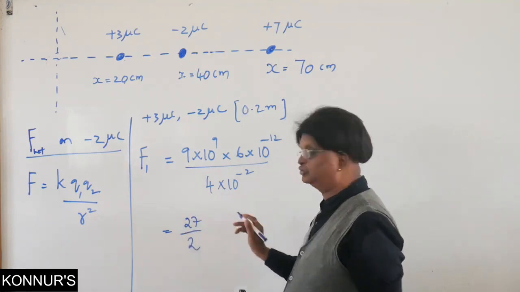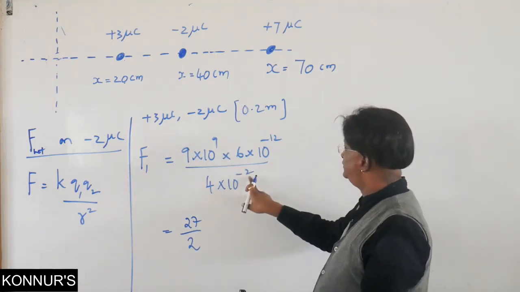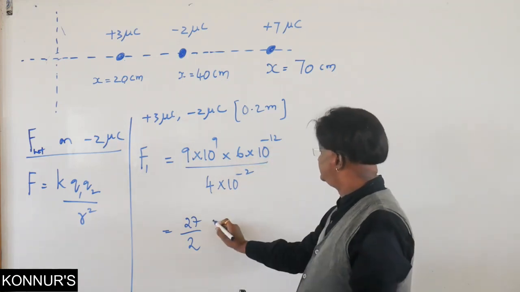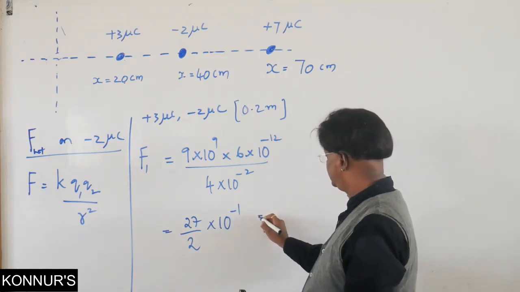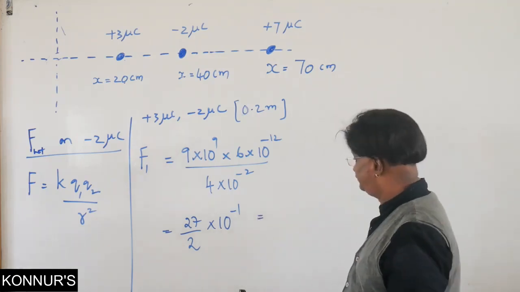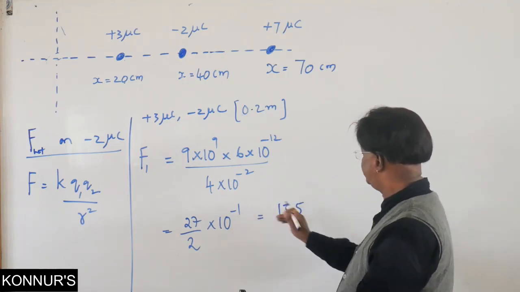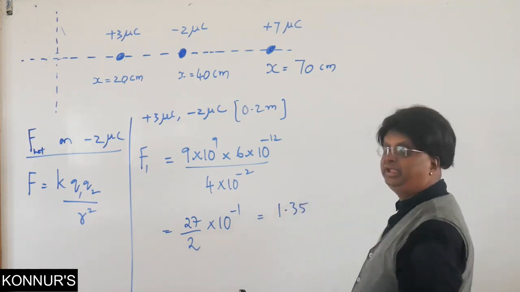27 by 2. The magnitude. Now let us come to the subparticles. 9 and minus 2 becomes plus 11. And this is minus 12, therefore this is 10 raised minus 1. Of course, you will do those calculations. 13.5, since there is 10 raised minus 1, it becomes 1.35.